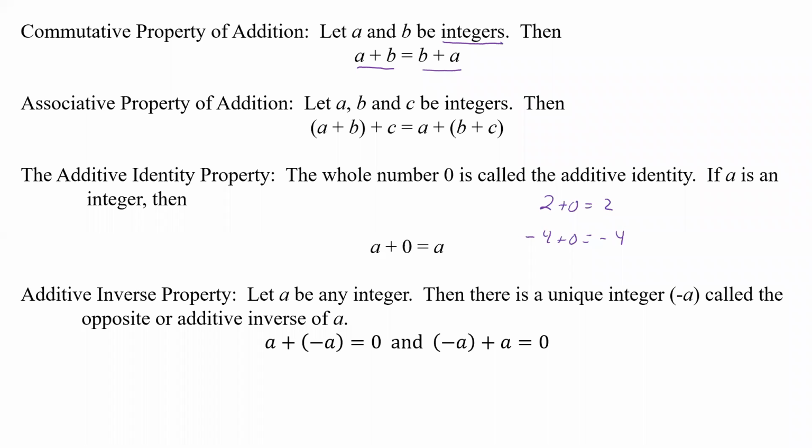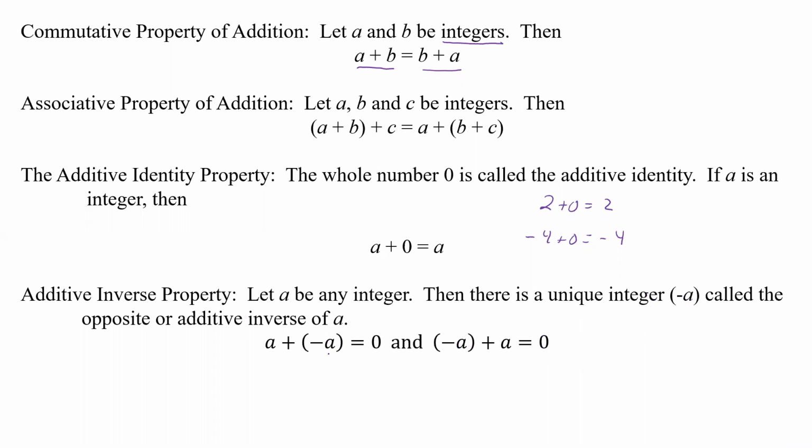Now we have the additive inverse property. This is a little different because here we have this unique integer called the opposite of A, or negative A. Let A be an integer. Then the unique integer negative A, also called the opposite or the additive inverse of A, says if we take A plus the opposite of A, that's equal to 0. Or if we take the opposite of A plus A, that's equal to 0.